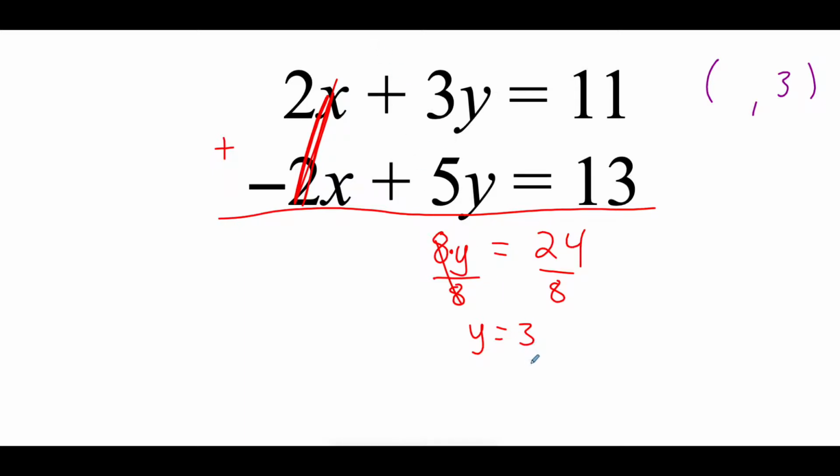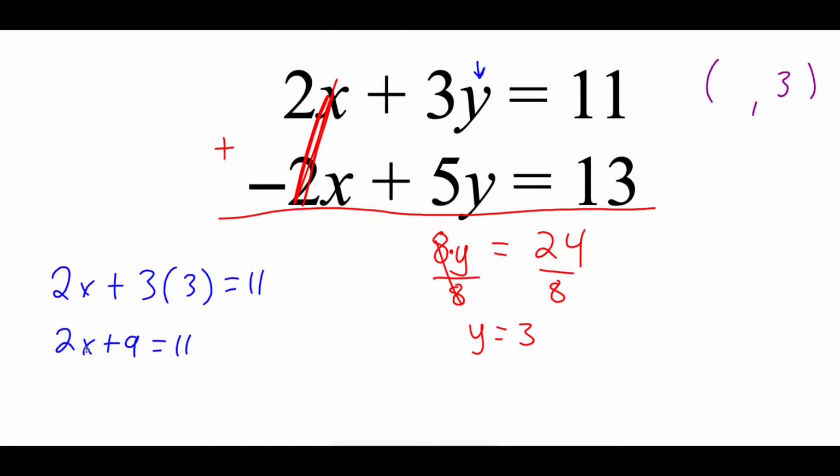So step number 3 says take the answer that you just got for that first variable, and we're going to pick one of the equations, and it doesn't matter which one we use. I'm just going to use the top one, but we're going to take that first answer that we got and plug it in for that y value. So then we would get 2x plus 3 times 3 equals 11. Well, 3 times 3 is 9, so we get 2x plus 9 equals 11.